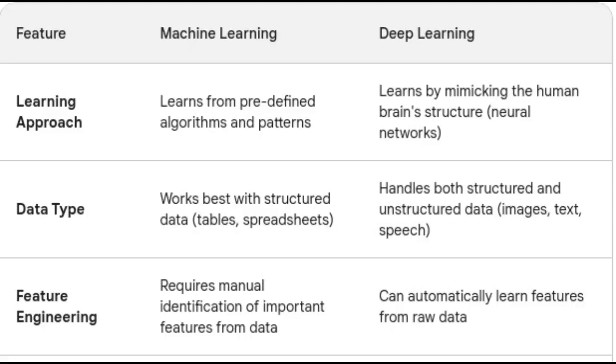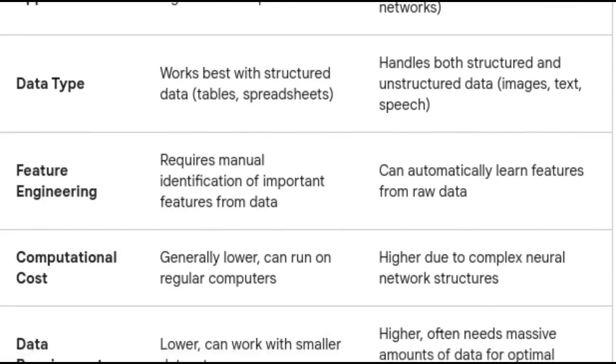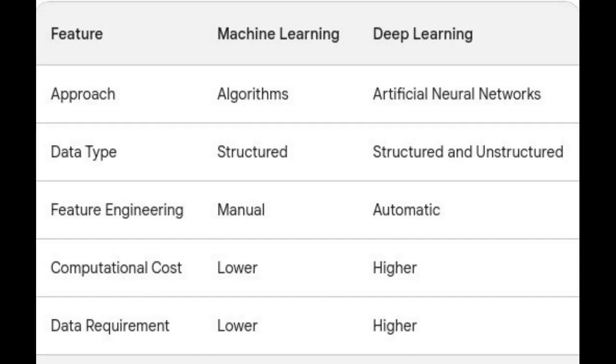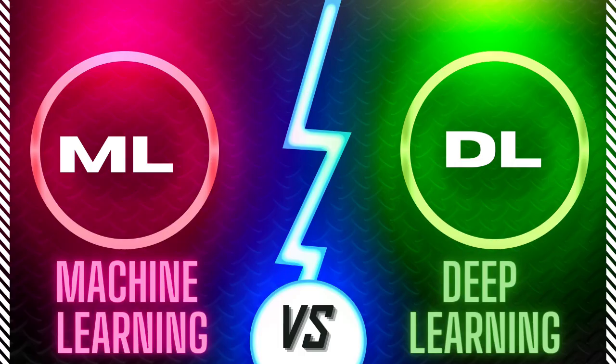For simpler tasks with clear rules and structured data, machine learning might be the way to go. For complex tasks involving unstructured data and uncovering hidden patterns, deep learning is a powerful option. Think of it this way. If you are teaching someone to sort laundry, clear instructions, that is ML, might work well. But if you want them to become a fashion designer, letting them explore different styles, that is DL, could be more effective.